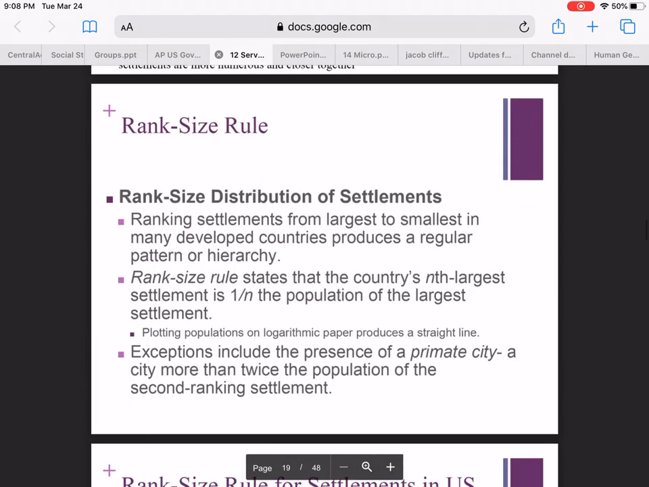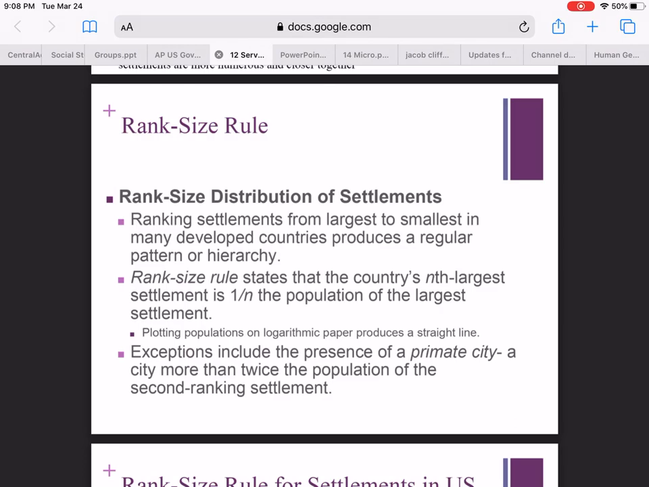Now, a couple things that we see, and there's a couple concepts here that I want to compare: the difference between developed and developing countries. Developing countries tend to have what we call primate city.